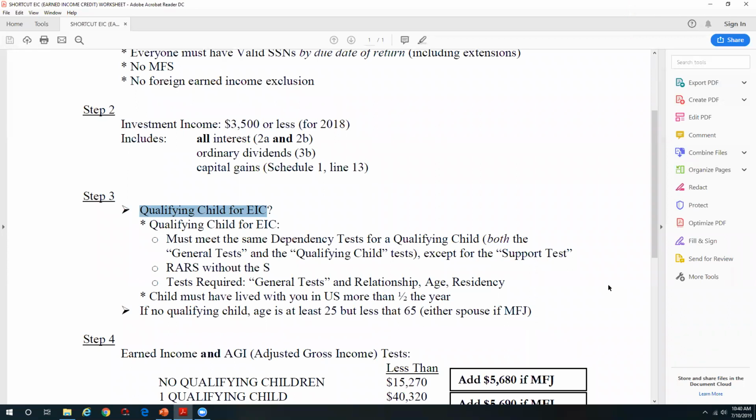Where will you put the name of your dependent for the EIC? You put it on the Schedule EIC. Yeah, there's a schedule that you have to do for it where you list your dependents. That's where you do it. Okay. Thank you. Thumbs up. Okay. And Amanda?